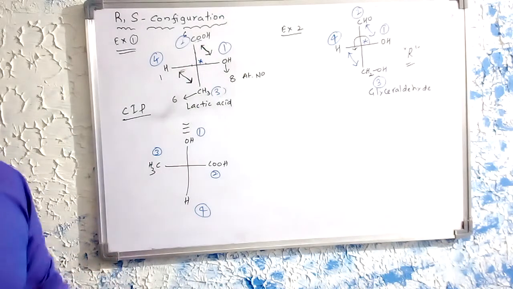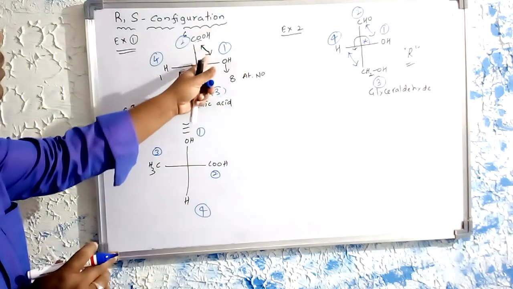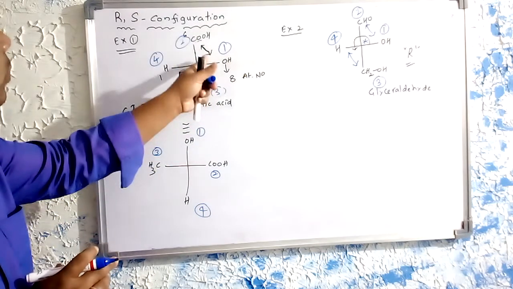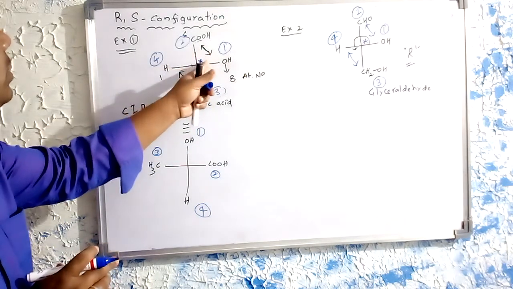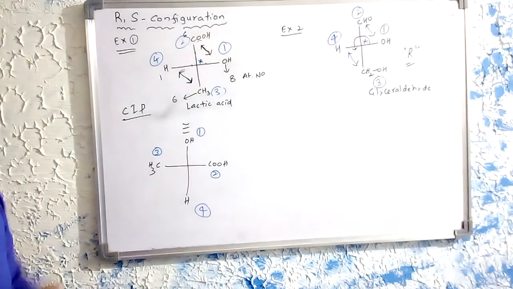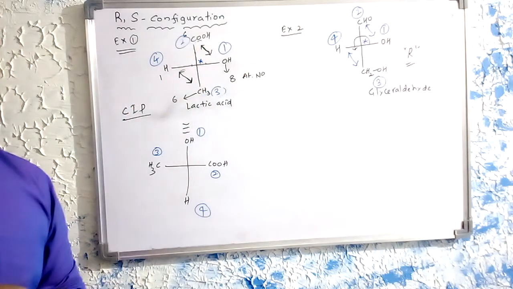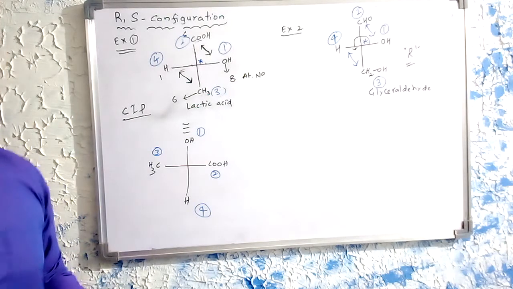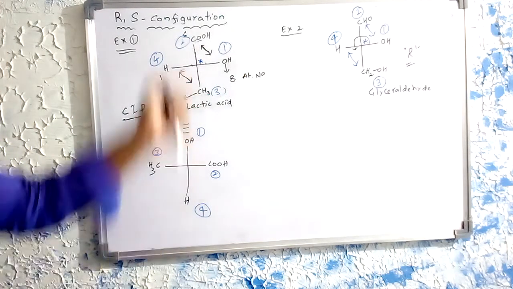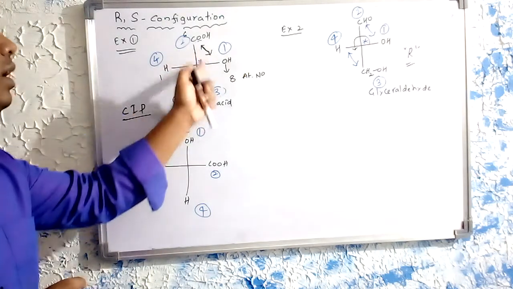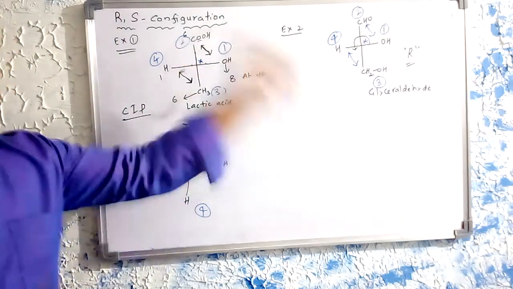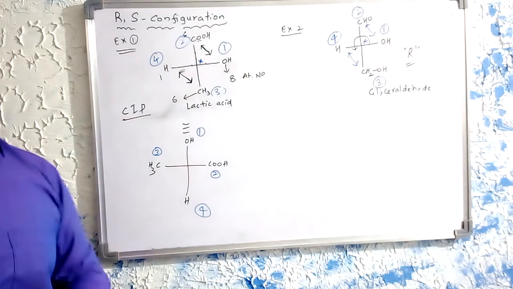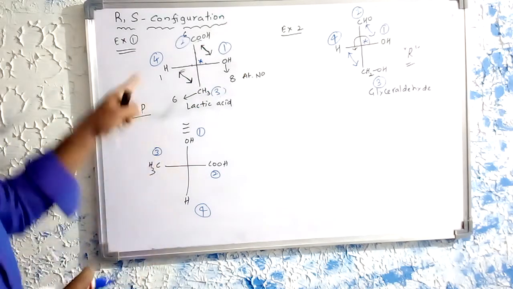The method was given by Epling. So here give the priorities like 1, 2, 3, 4. If the rotation from 1 to 2 indicates anti-clockwise direction, then take the reverse of the configuration. Means if it is anti-clockwise, that is S configuration, take its reverse, which is R configuration. So that is the Epling method. It is a direct method.